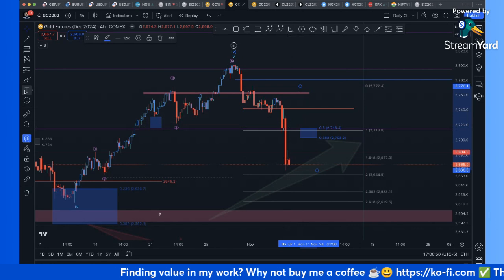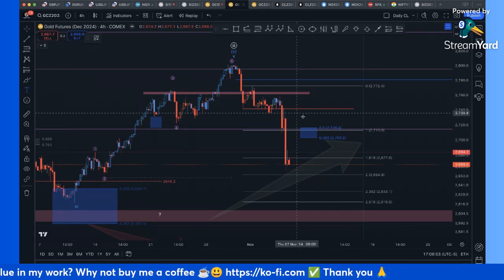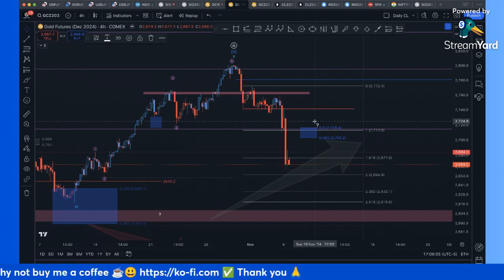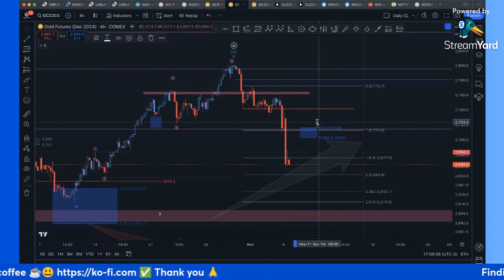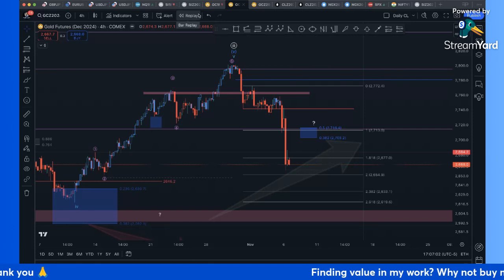And if you ever see a question mark on my chart, it's just me reminding myself that that's where I was wondering if price is going to come up into that zone. All right, so now that I've babbled on way too long, let's go over to silver.